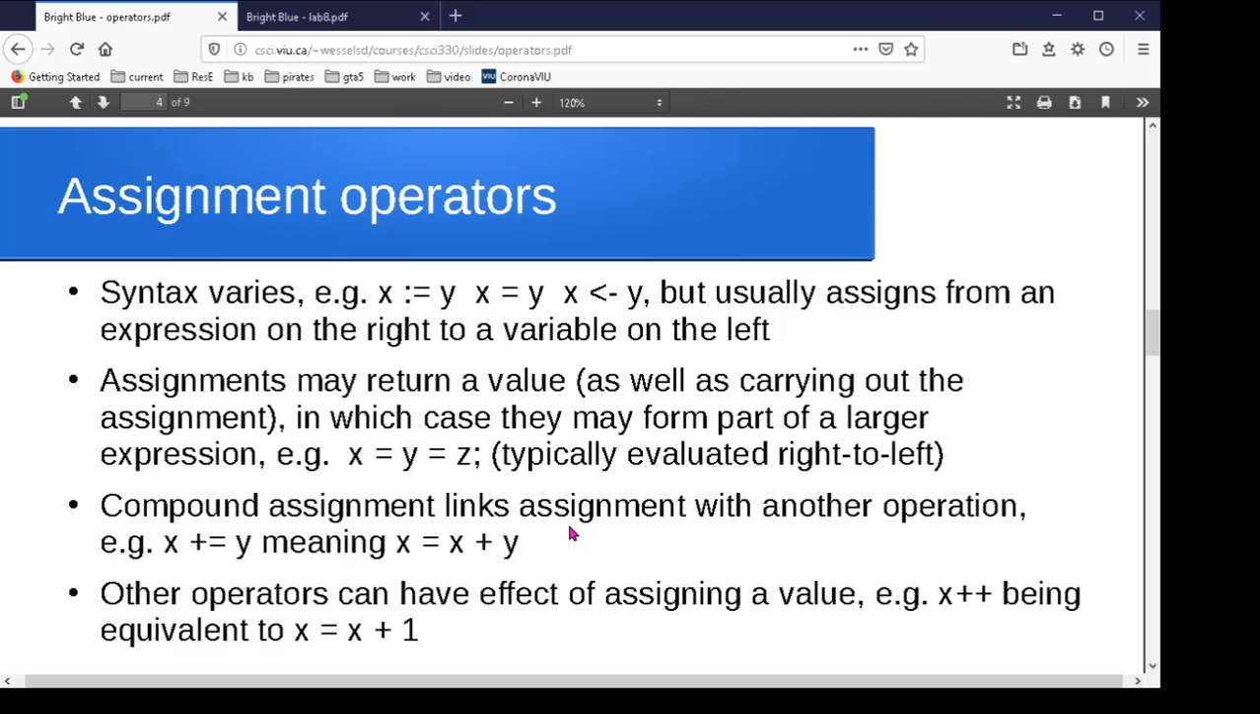You also get compound assignments, right? Things like plus equals, where, again, they have a unique meaning. In this case, x is assigned the value of x plus y. So the old value of x plus y, put that as the new value of x. Or things like plus plus, effectively being a shorthand for x is assigned the value of x plus 1.